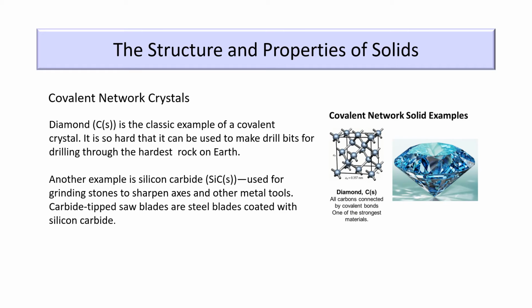Diamond, C(s), is the classic example of a covalent crystal. It is so hard that it can be used to make drill bits for drilling through the hardest rock on Earth. Another example is silicon carbide, used for grinding stones to sharpen axes and other metal tools. Carbide-tipped saw blades are steel blades coated with silicon carbide.